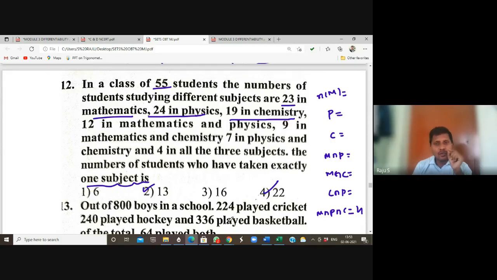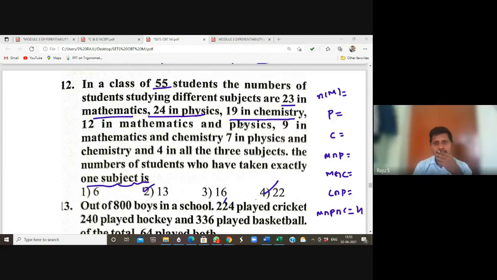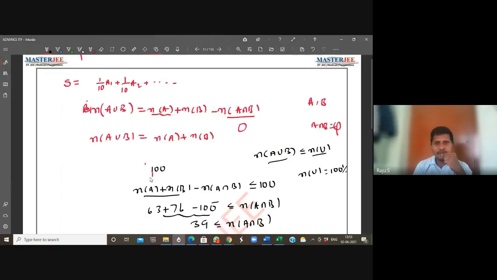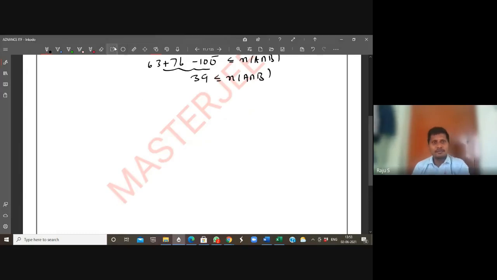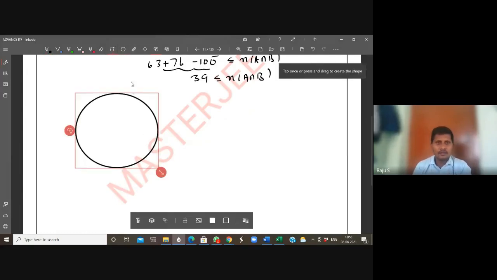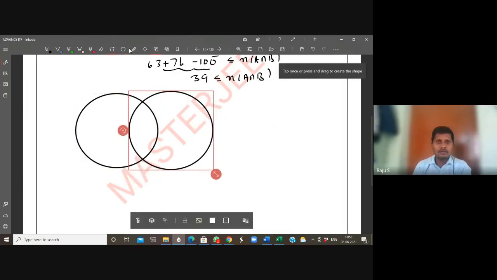Exactly one subject. So, can we use a Venn diagram here? Yes, sir. If we subtract the intersection regions, you'll get the answer. We subtract those values, and we can add. See here, with the help of Venn diagrams. It is also a simple question.